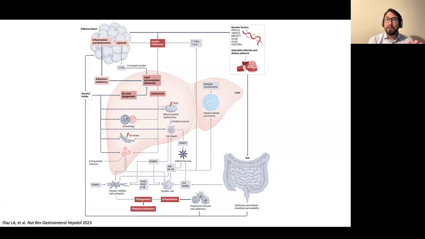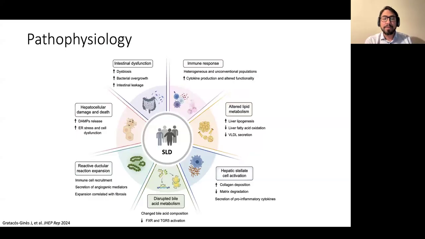In contrast, alcohol can interact with these mechanisms, but also have direct effects in the adipose tissue, but also in the liver, promoting de novo lipogenesis. And other mechanisms, including steatotic liver disease due to drug-induced liver injury, can interact in these different mechanisms.